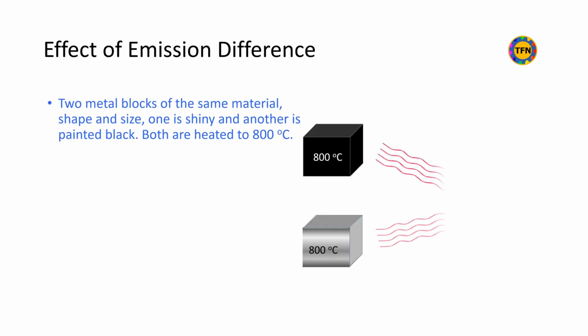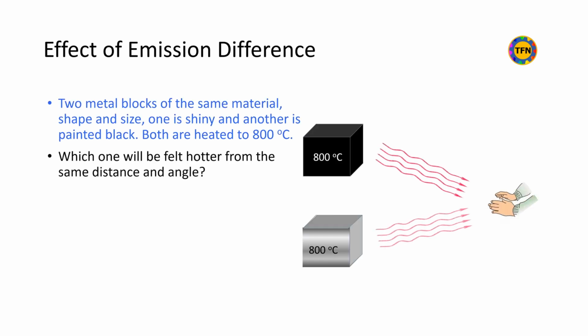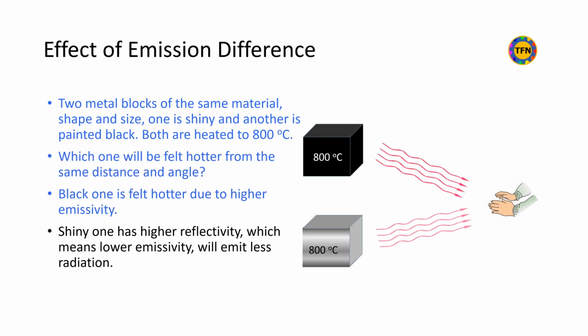Let us do a simple experiment to find out how emissivity plays a role in heat transfer by radiation. If two metal blocks of the same material, shape and size, one shiny and another painted black, are both heated to 800 °C, which one is felt hotter from the same distance and angle? The answer is the black block, as it has higher emissivity and therefore radiation emitted from it has higher intensity.